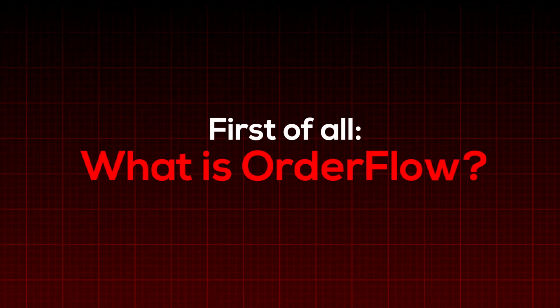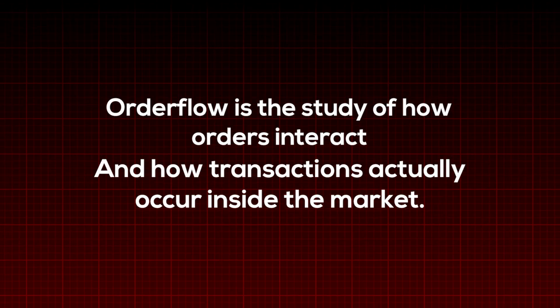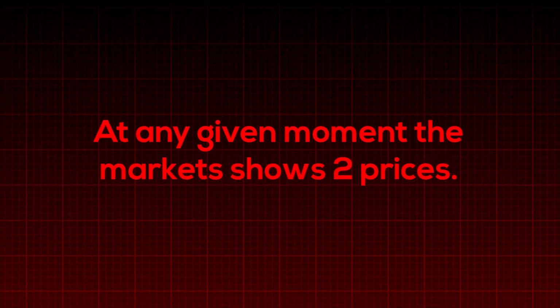First of all, what is order flow? Order flow is the study of how orders interact and how transactions actually occur inside the market. To understand order flow, you need to understand one core idea. Markets are an auction. At any given moment, the market shows two prices.